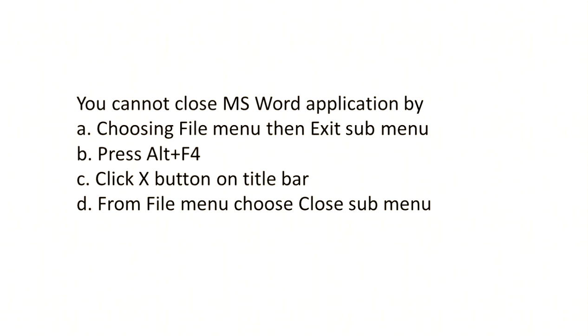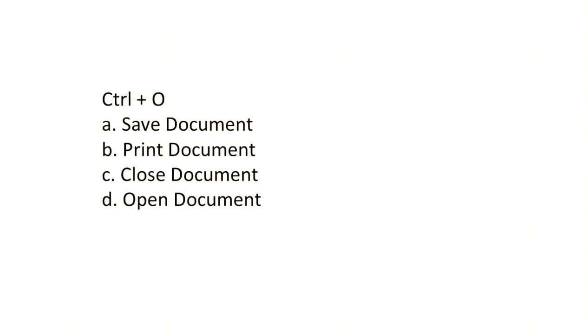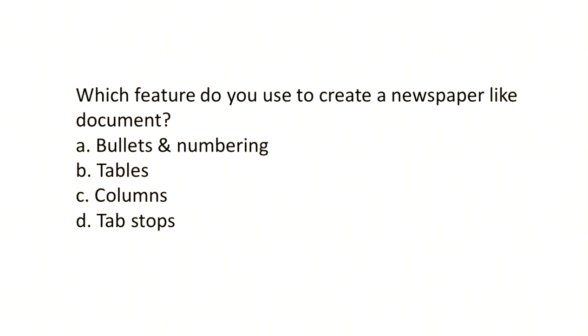Next, you cannot close MS Word application by from the file menu, choose close sub menu. Next, which of the following option is not available in insert and picture? Answer is graph. Next, Ctrl plus O used for open document. Next, which feature do you use to create a newspaper like document? Answer is columns.